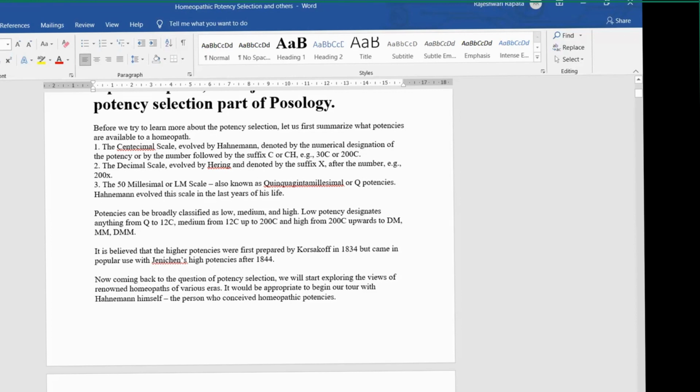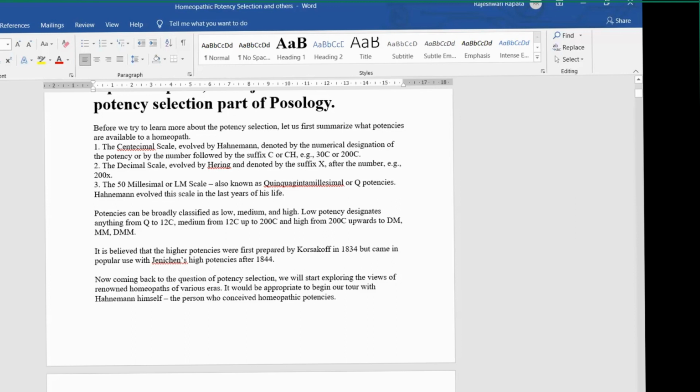Now, doctors believe that the higher potencies were first prepared by Korsakov in 1834, but later they came into popular use with the Hahnemannians after 1844. So from 1844 onwards, they started getting used more commonly.